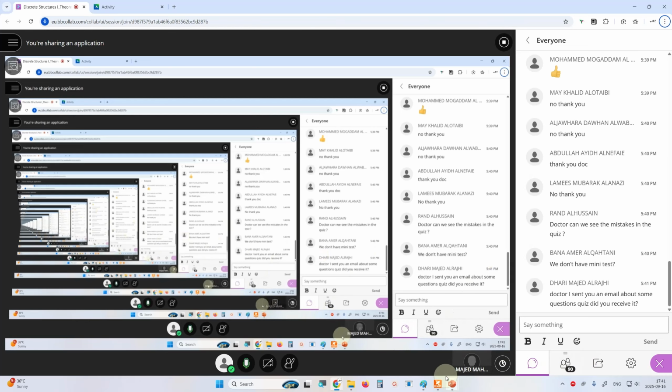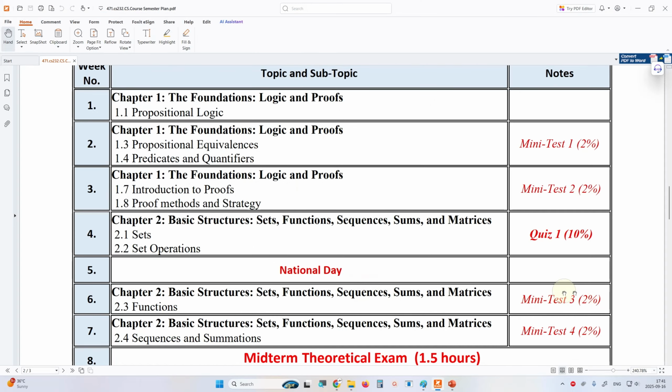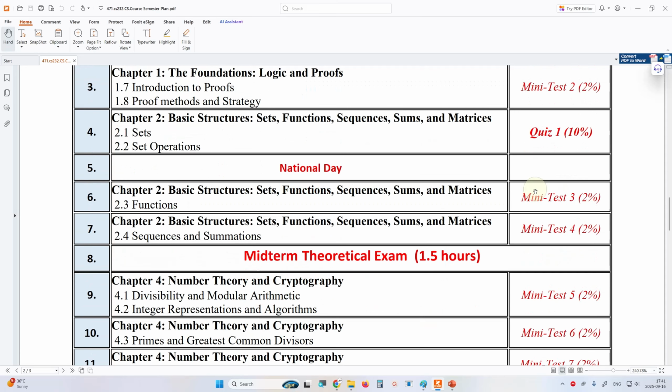We didn't have a mini test here today because you had the quiz. That would be enough. We're going to have mini test 3. This mini test 3 is going to be about the sets and set operations. And then we're going to be talking about functions, inshallah, when we meet next.